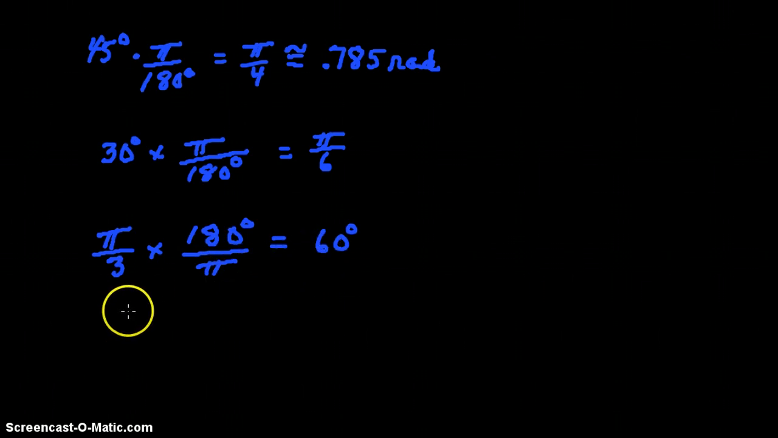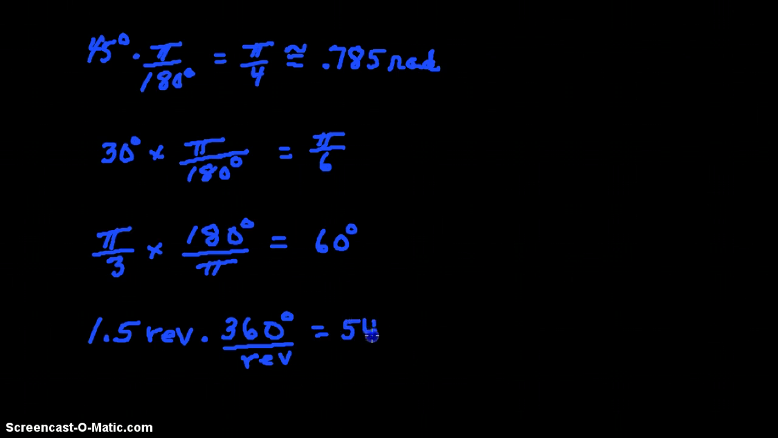Okay, just one more. Say you had 1.5 revolutions as an angle. Sometimes they give you an angle in revolutions. So you might recall that there's 360 degrees per revolution. So that would be equivalent to 540 degrees.